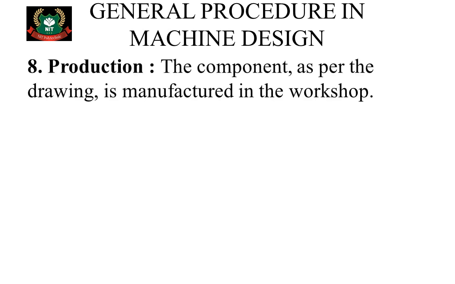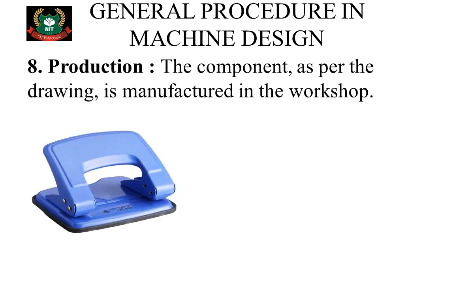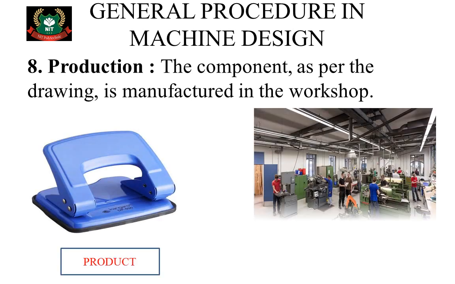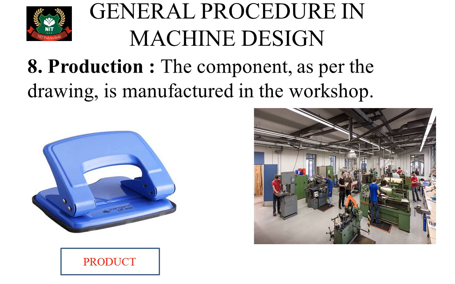The last step in machine design is production. So in this step, the machine to be manufactured is manufactured in the workshop. The figure shows the punching machine, with production taking place in the workshop.